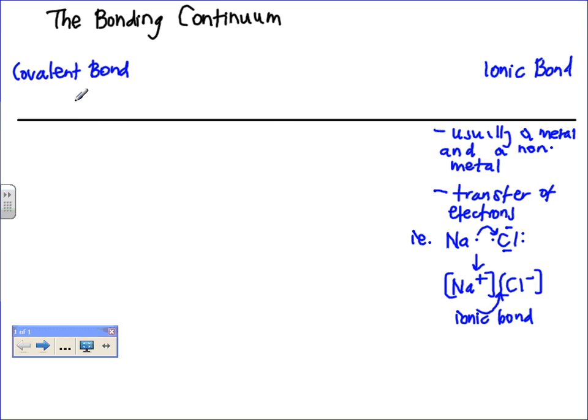The other extreme of bonding, or holding atoms together in order to achieve stability, is the covalent bond. And a covalent bond usually occurs between two nonmetals.